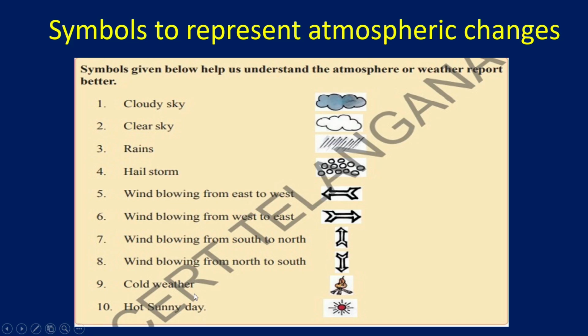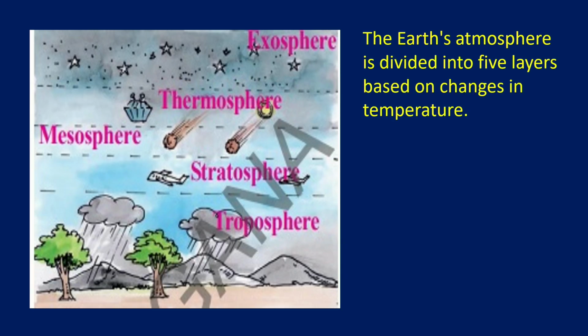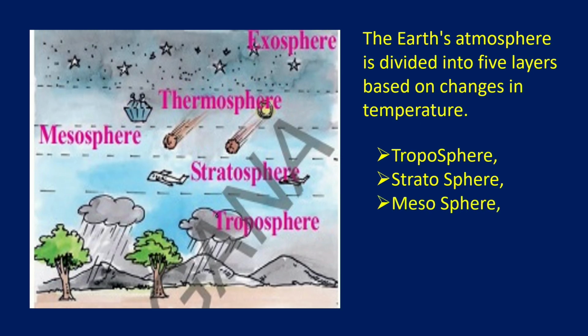Now cold weather is represented with this symbol. A hot sunny day is represented with a scorching sun with red color or yellow color. Now our earth atmosphere is divided into 5 layers based on changes in temperature. Now what are these layers? First one is troposphere, second one is stratosphere where jet planes will run, third one is mesosphere, fourth one is thermosphere, fifth one is exosphere.